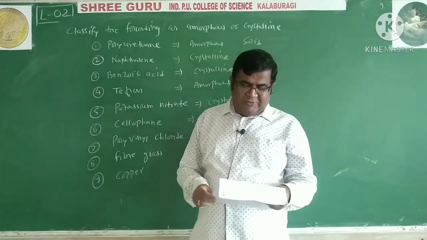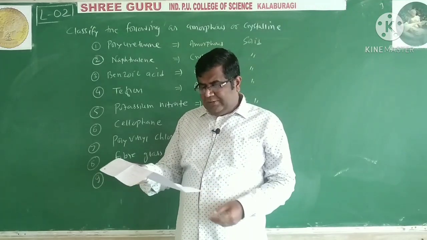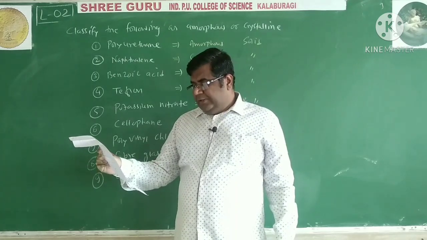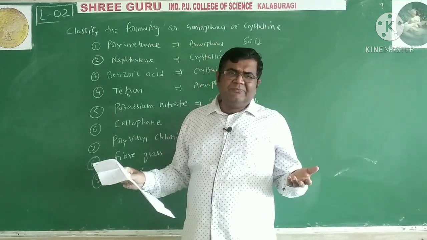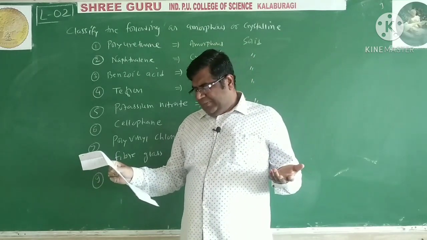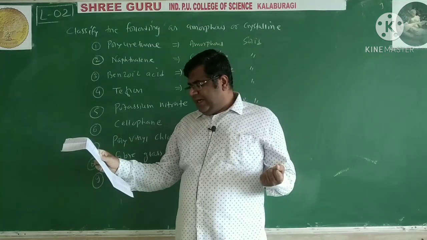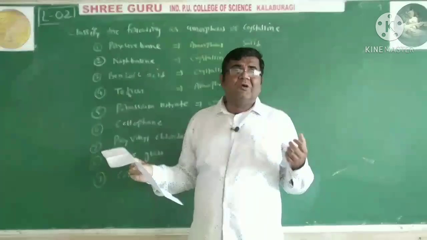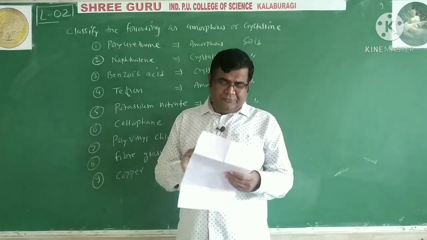Classify the following solids as ionic, metallic and so on, that I will give you as homework, and also the similarities and differences between metallic and ionic crystals. You can see the properties and distinguish between them. Why are ionic solids hard and brittle? Because ionic solids have a strong coulombic or electrostatic force of attraction.